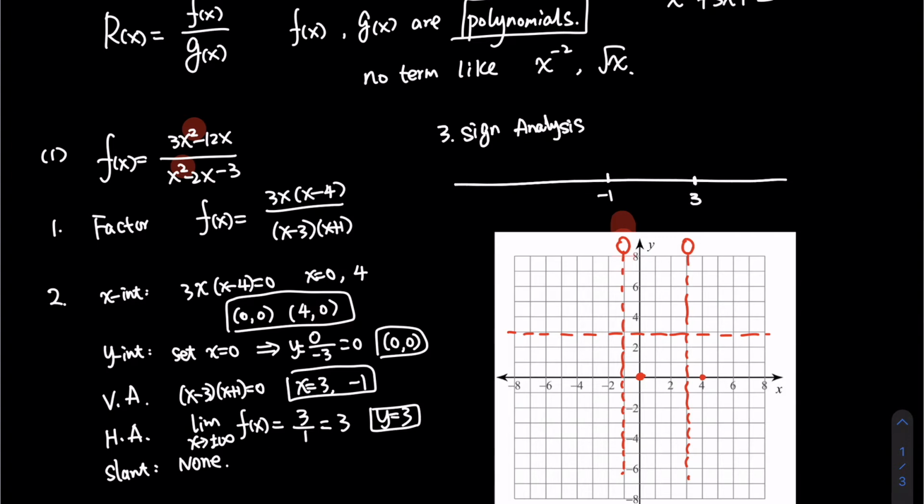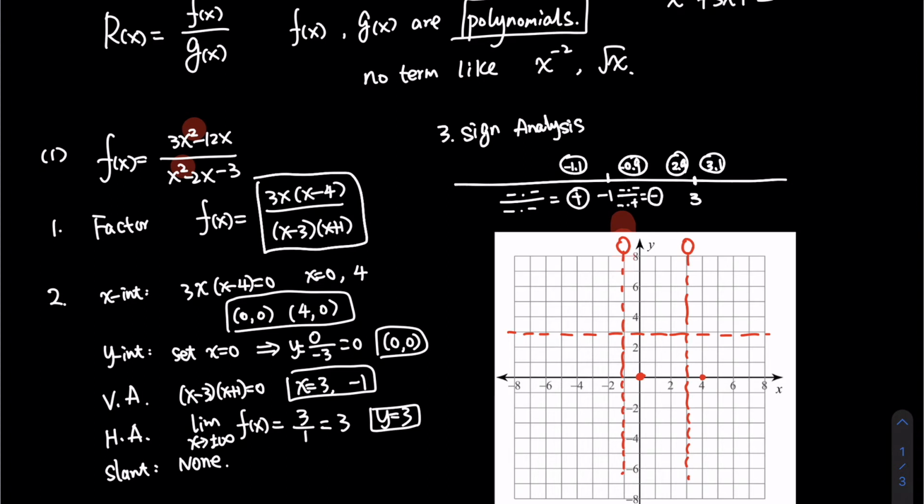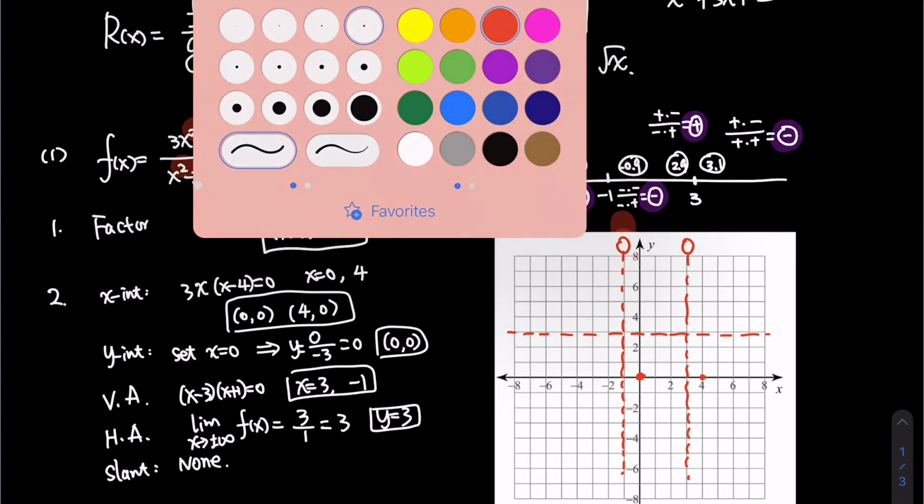So we are going to choose a number on the left and right of negative 1 and of 3. For example, negative 0.9 and negative 1.1, 3.1, 2.9. So we are going to plug all these numbers into the factored form to check the sign. So we plug negative 1.1 in. So it's negative times negative over negative times negative. Give us positive on the left. So on the right, negative 0.9 give us negative here. 2.9 give us positive. 3.1 on the right.